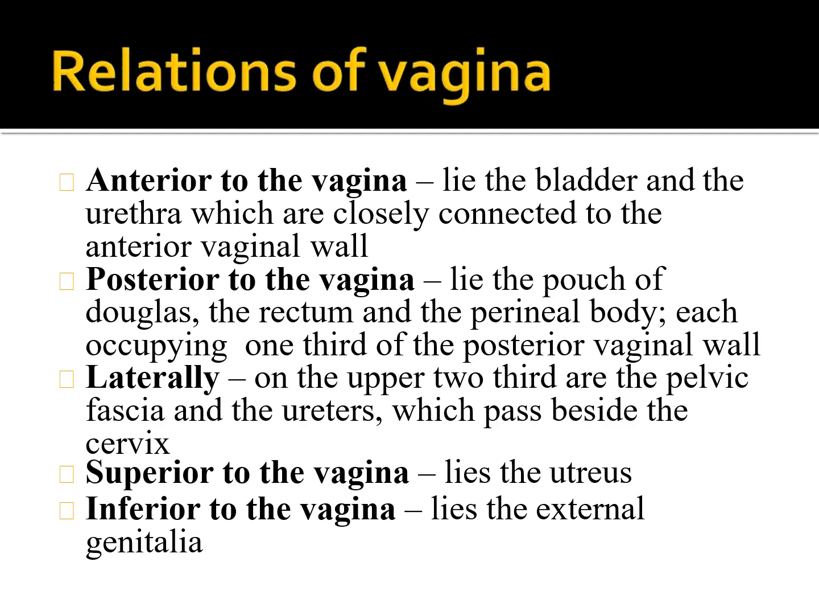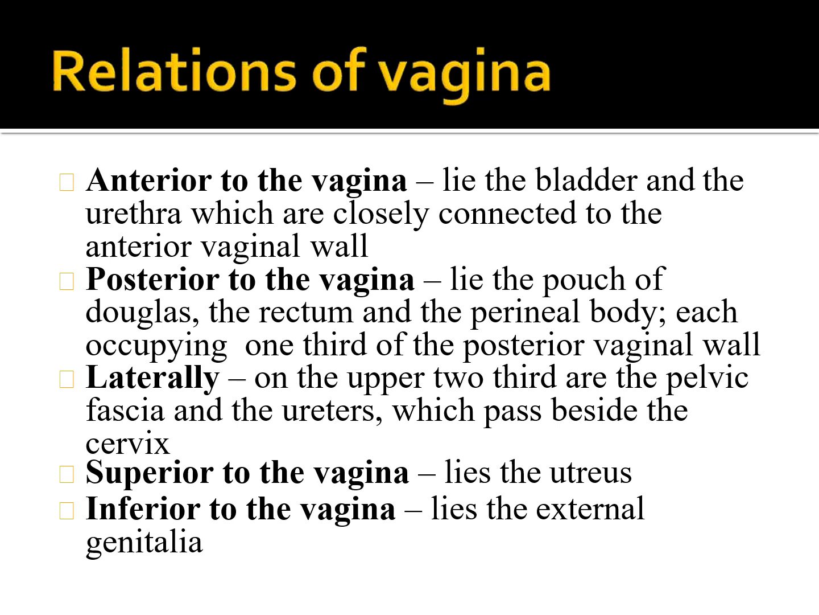Next we can see the relations, or nearby structures, of the vagina. Anterior to the vagina, the bladder and the urethra are closely connected to the anterior vaginal wall. Posterior to this are the pouch of Douglas, rectum, and perineal body, each occupying 1/3 of the posterior vaginal wall, mainly the rectum and Douglas pouch.